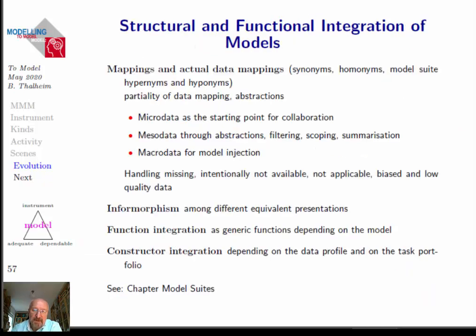In a similar form, we can handle integration of models. Integration of models can be done in a functional or in a structural way. We have maybe some mappings, maybe we have only analogies. The mappings are based on some level of data: micro, meso, or macro. We might have some kind of transfer of the same content of a model by an infomorphism. We have some kind of function integration, and we have some kind of constructor integration. We have already considered this in the chapter on model suites.